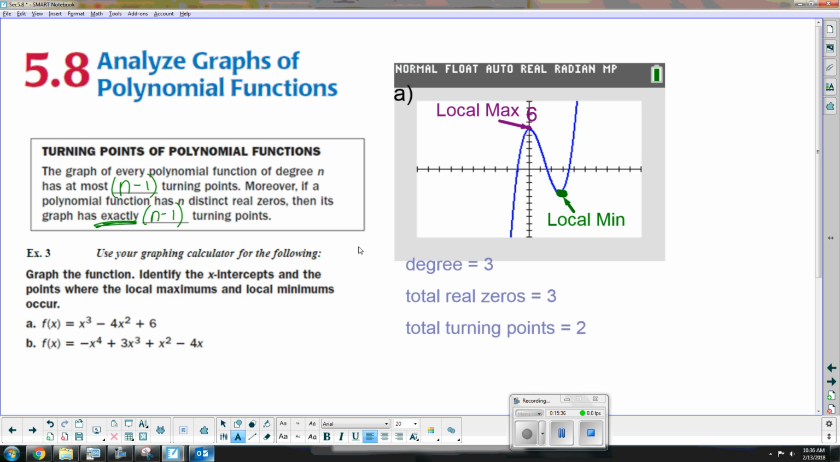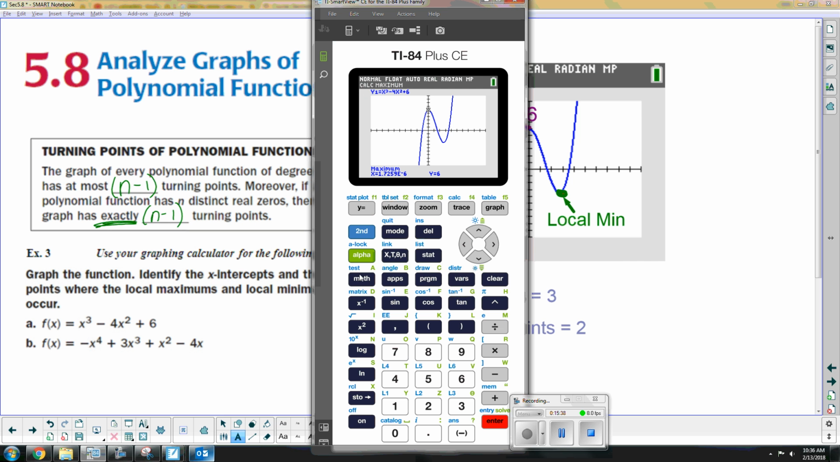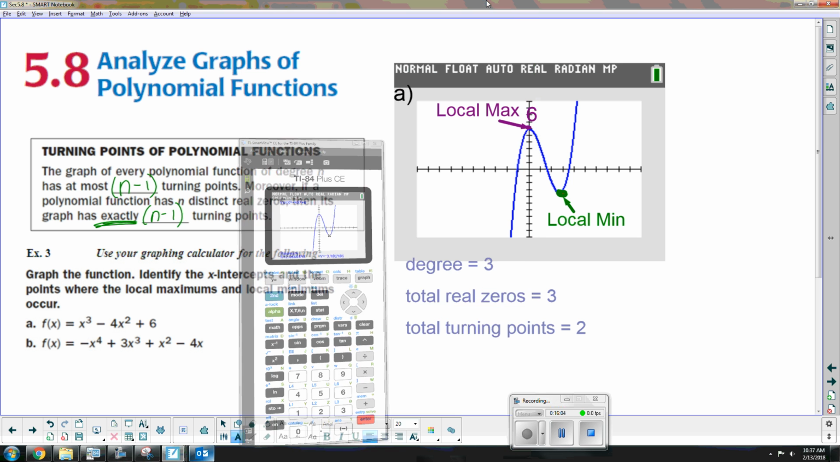Now we need to find our local minimum. So to find our local minimum, we can go to Calc, Minimum, and now we want to scroll to the left. Anywhere on the left is fine. It doesn't matter how close you are. Then scroll to the right of our minimum, and then guess. And now our minimum, we're looking at our y value, is negative 3.48.